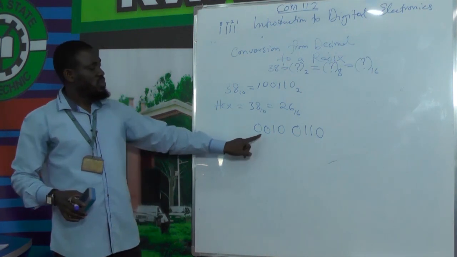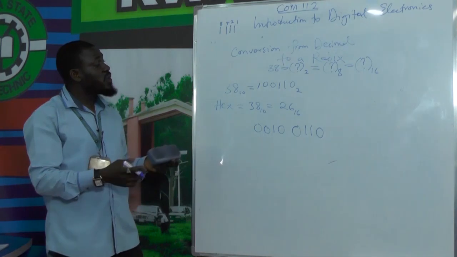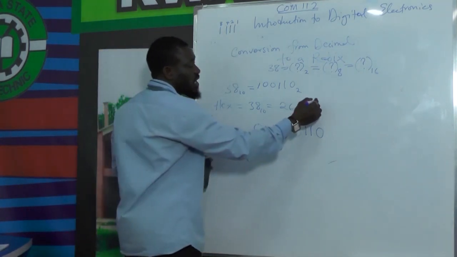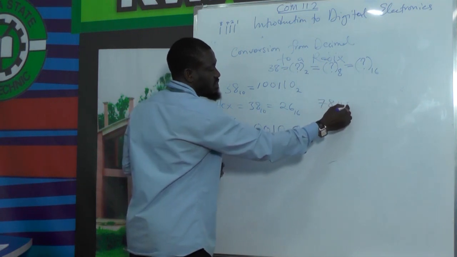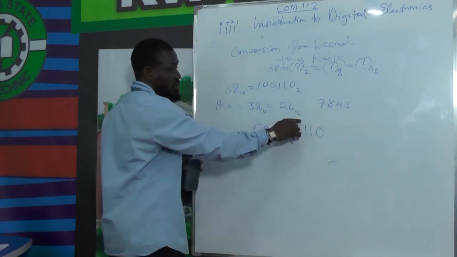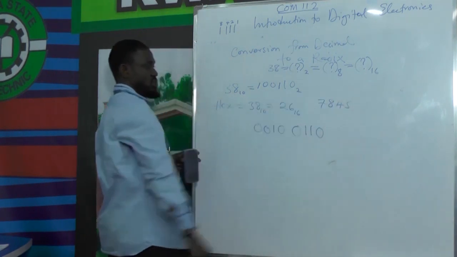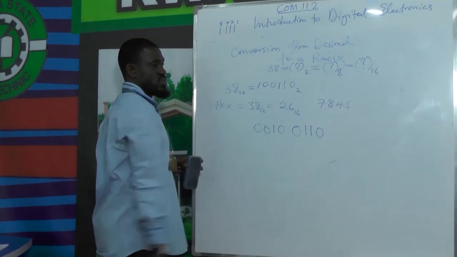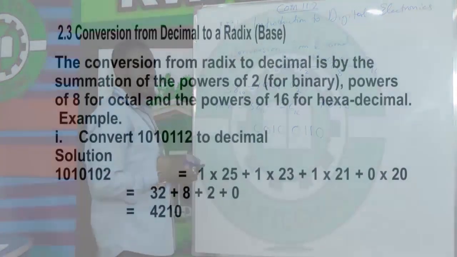But you discover that if we keep using this, assuming we have a longer number, let's say we have 7845. We'll write the 7 out, write the 8 out, the 4 out, the 5 out. Or if we have millions, you discover that we keep on, and it will lead to wastage of memory.